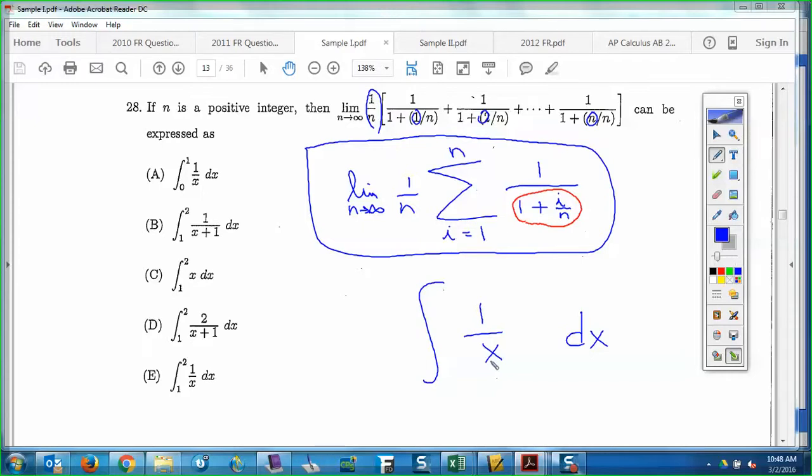And then where's the ending point? 2. Again, because the width is 1 over n, and you have n rectangles, so that's a total width of 1. So it's got to go from 1 to 2. Or plug an n in. 1 plus n over n, 1 plus 1 is 2. So I would say that's how you would do it tomorrow. Now, tomorrow's not going to be multiple choice. However, you come over here and look, is that one of the options?